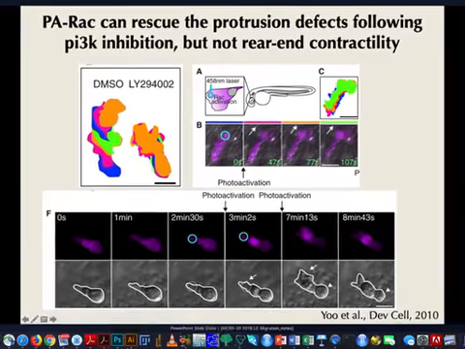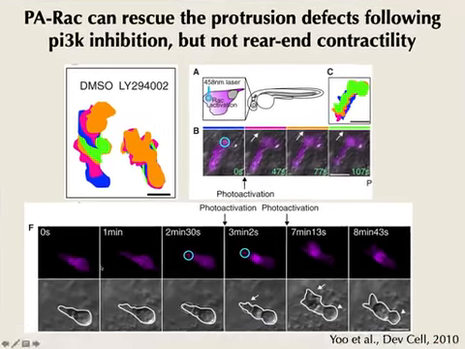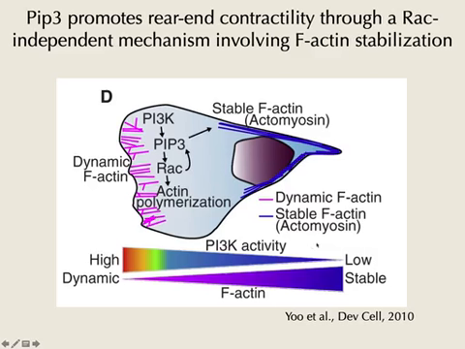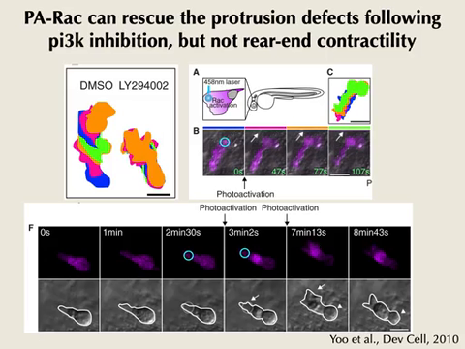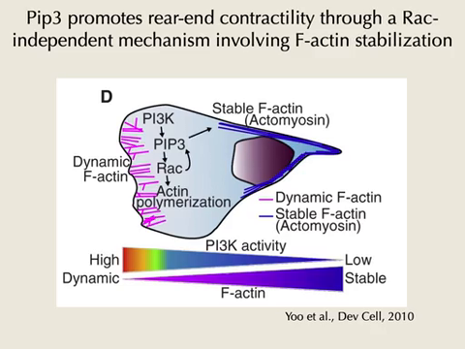And when you do it in treated conditions, here you see the cell. There's the drug, so it's not very active. But then you activate RAC in this location, and you start getting restoration of the protrusive activity. But not the constriction at the back, right? So this is what they point out here, that restoring RAC was allowing restoration of the protrusion, but not the contraction at the back.